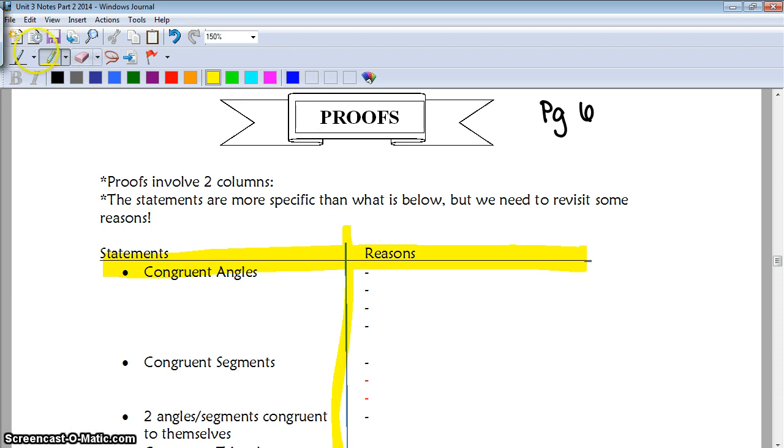One of the biggest reasons that you're always allowed to use is the given reason. So, are angles congruent? Well, check in your given, see if it's stated there. How else could angles be congruent? Well, they could be vertical angles. You could have an angle bisector, which means the angles cut into two smaller equal angles. So for that reason, we would write definition of an angle bisector.